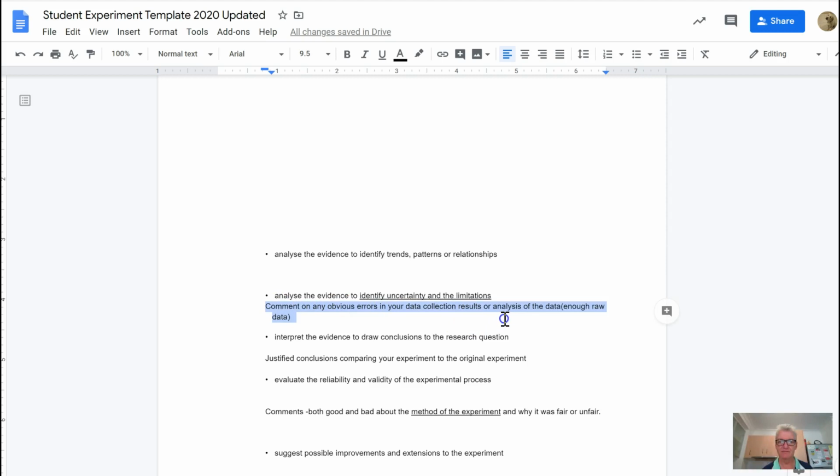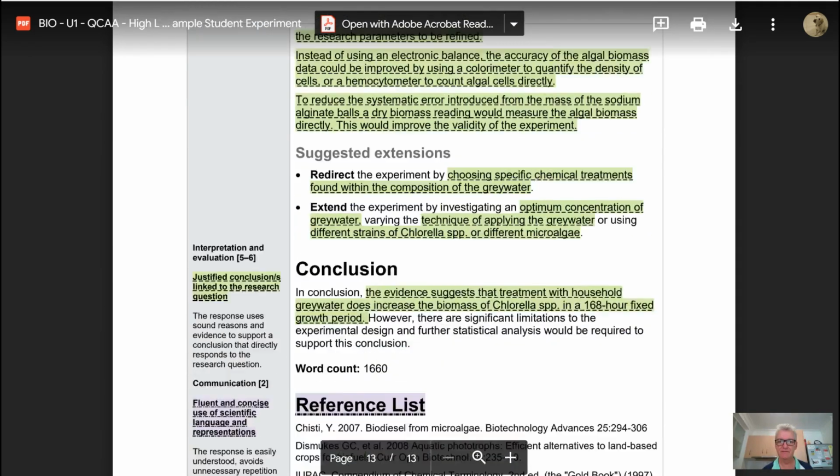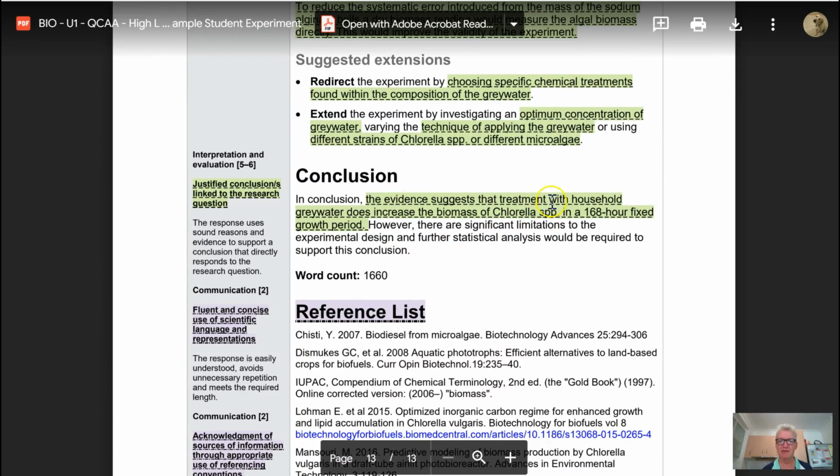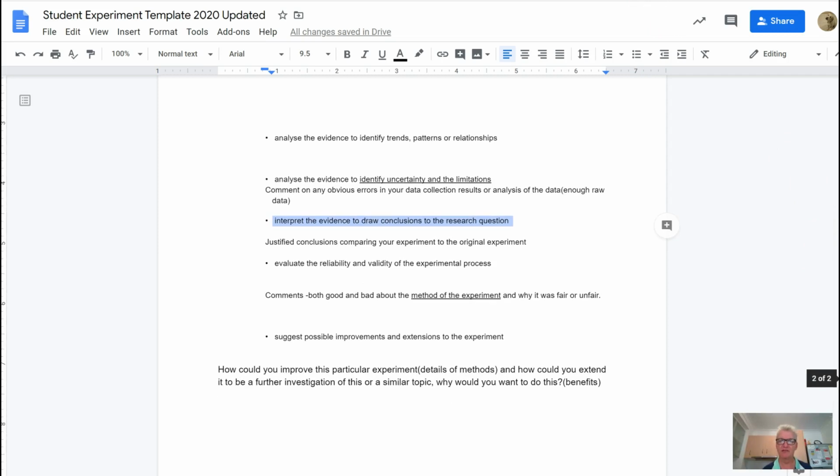Then you've got to interpret the evidence to draw a conclusion. So once you've done your two or three interpretations, you have to come up with a concluding statement. Now you can either put it here, or quite often they put it at the end. So there's a conclusion there that summarizes the results. Make sure you put a little bit of evidence in that conclusion. So what it means, in other words, this is the result you got. Here's some of the percentages or changes you got, and this is what it actually means, the importance of that result.